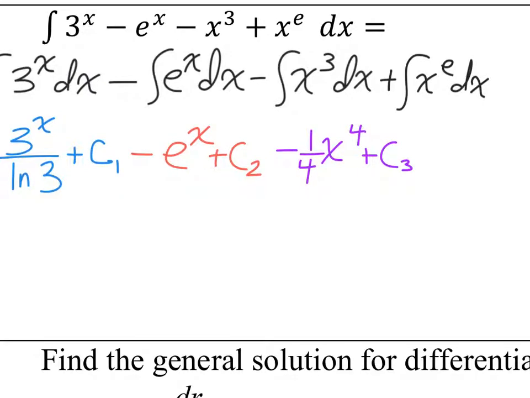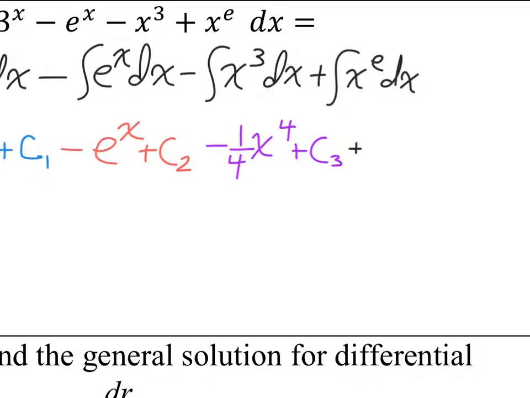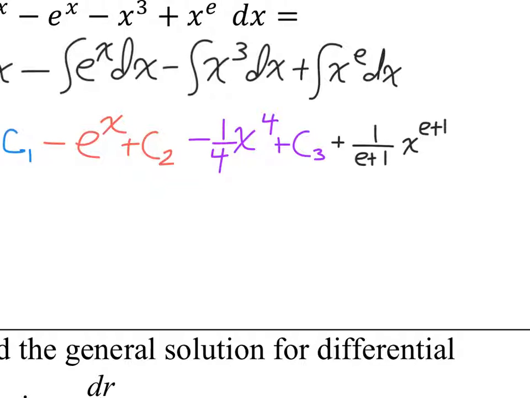You don't have to put 1 over 4. You could just put x to the 4th over 4. So then x to the e. Now, don't get fooled by that. It's not designed to be a trick question. That doesn't mean it doesn't trick people. It's the reverse of the power rule. x to the e plus 1, so 1 over e plus 1, x to the e plus 1, and then plus, I'll make this my fourth C.